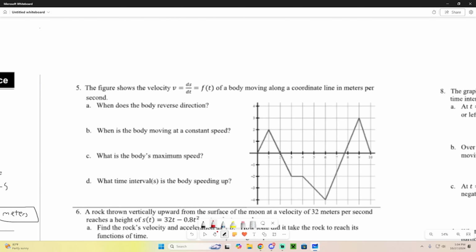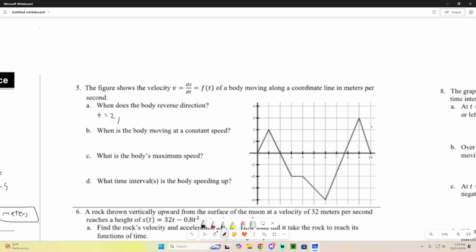The figure shows the velocity ds over dt equals f of t of a body moving along the coordinate line in meters per second. When does the body reverse directions? So let's start by breaking this down. This is a velocity graph. So it reverses direction when the velocity changes signs. It changes signs exactly at 2 because it goes from positive to negative. So t equals 2.